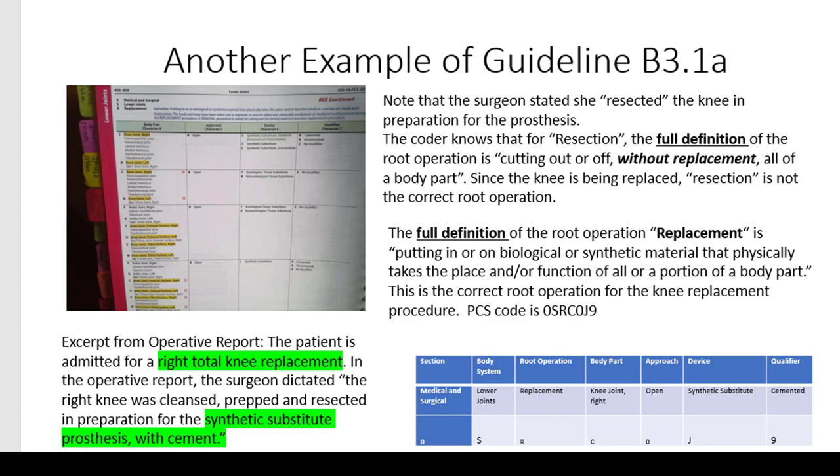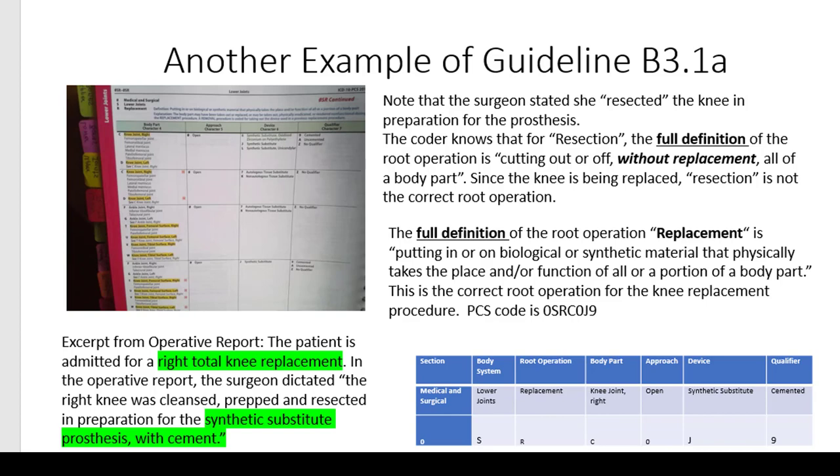Well, the coder knows that the full definition of resection is cutting out or off, without replacement, all of a body part. And since the knee is being replaced in this procedure, resection is not the correct root operation. If we read the full definition of the root operation replacement, it says putting in or on biologic or synthetic material that physically takes the place and or function of all or a portion of a body part. So the correct root operation for a knee replacement is replacement.